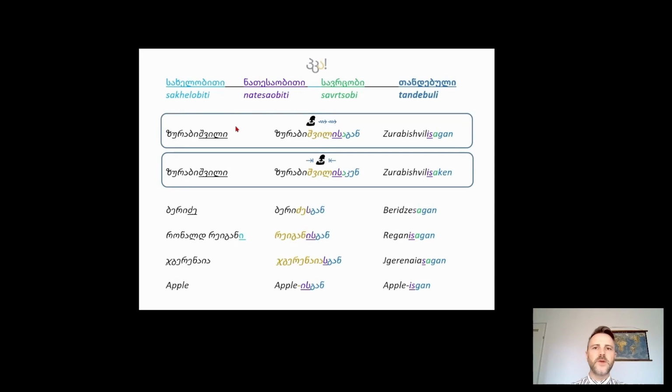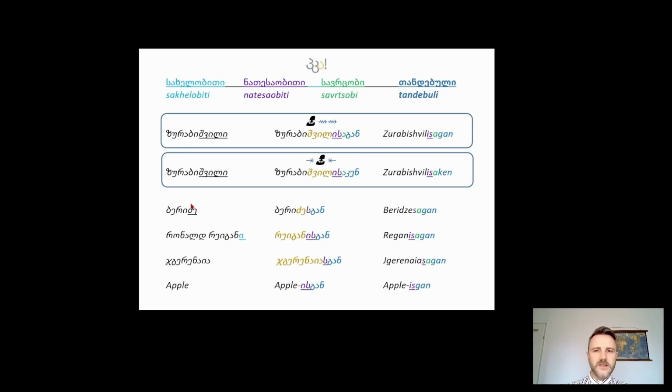Slide 2, what's interesting is when we use family names, all of the characteristics can come into play. So let's choose Zurabishvili. Zurabishvili ends in shvili, a very common ending. So if it's from Zurabishvili, then Zurabishvili Sagan, or the Savrtsobi. The A in green is omitted. So Zurabishvili's GAN, if it's from this person. If it's towards this person, physically or even ideologically, Zurabishvili's KEN. Either or, potato, potato, no?